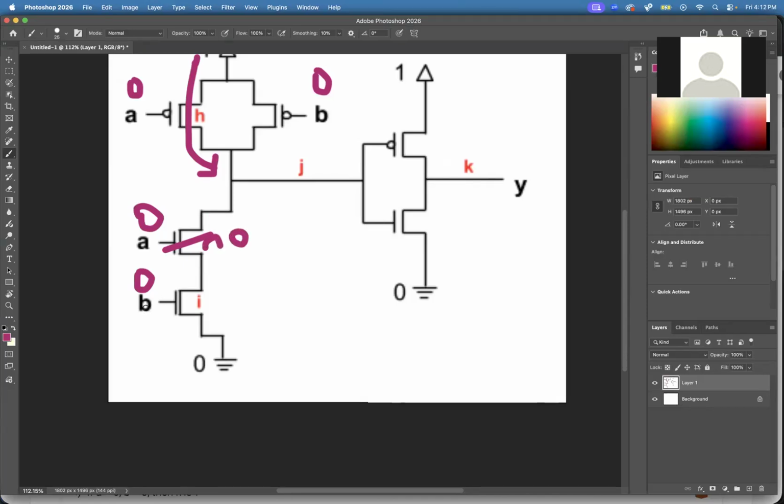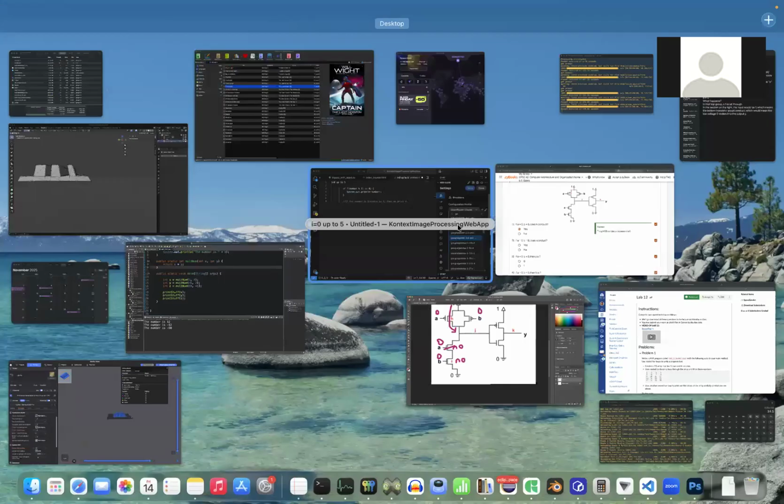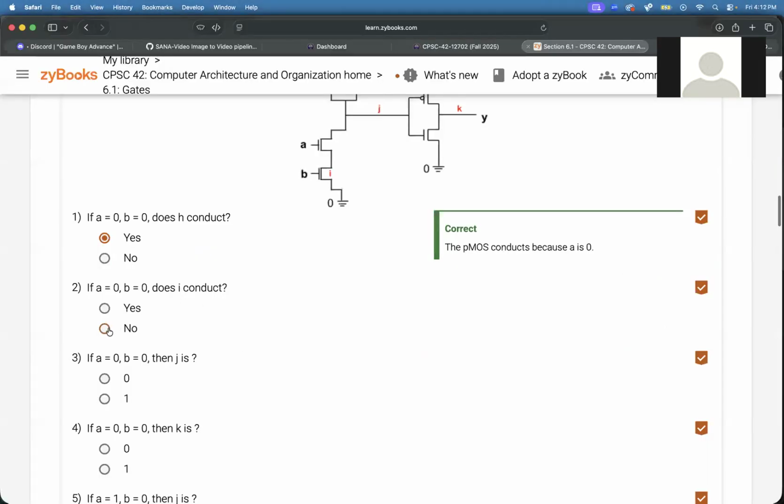And then B is 0 as well. So there's no little circle here, so this should also not conduct. No. So does I conduct? No.